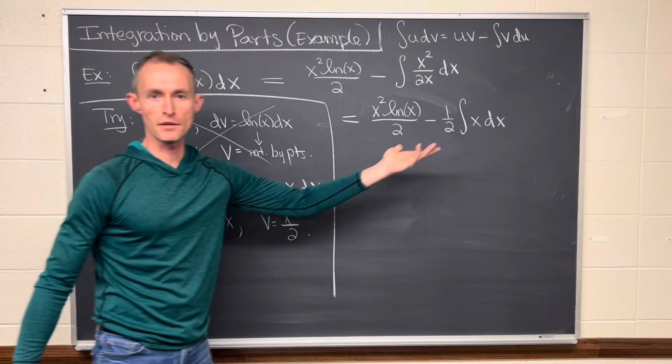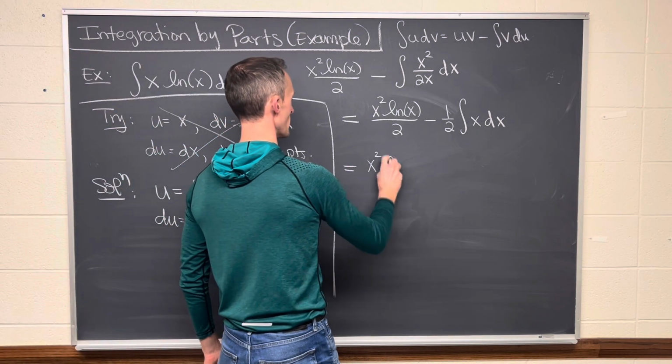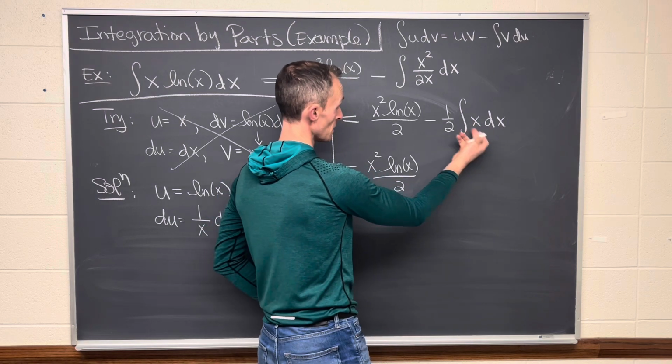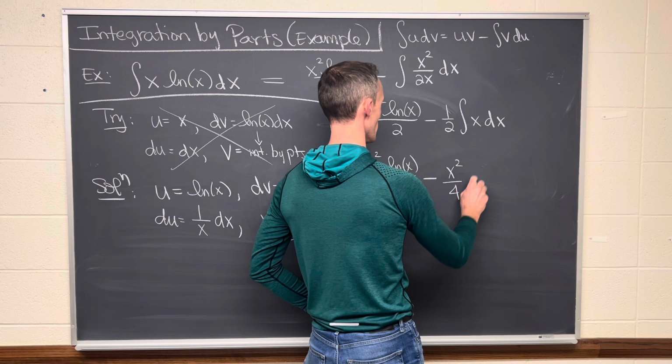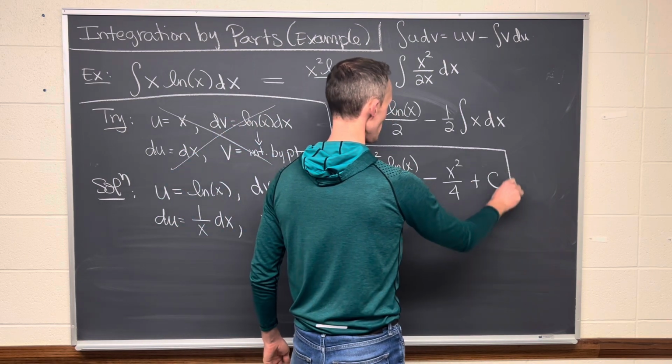Well, it's like the best thing ever. Now it just boils down to a power rule, and I'm left with x squared natural log of x over 2 minus x squared over 2 times 1/2, so that's x squared over 4, plus c. Okay, so there you have it.